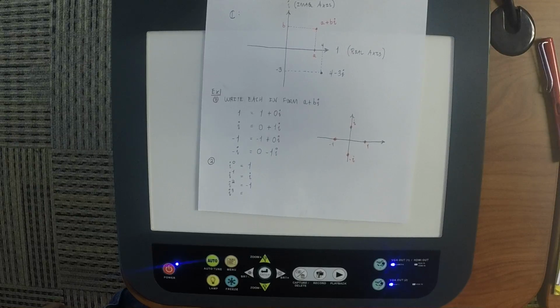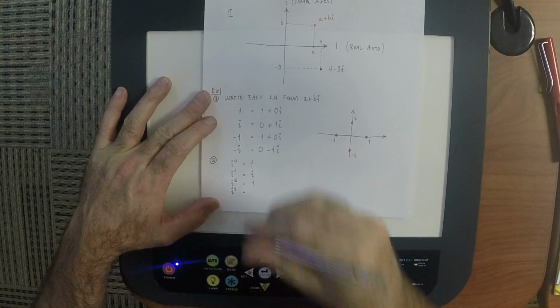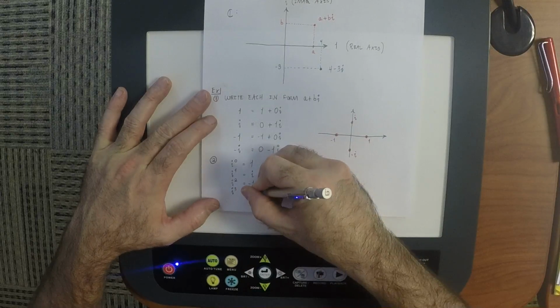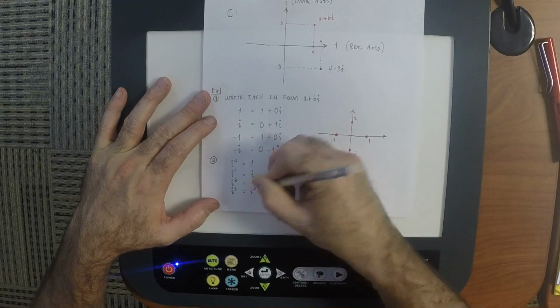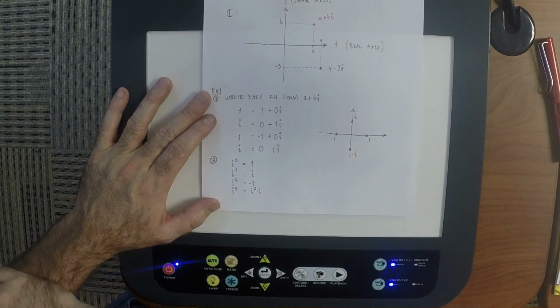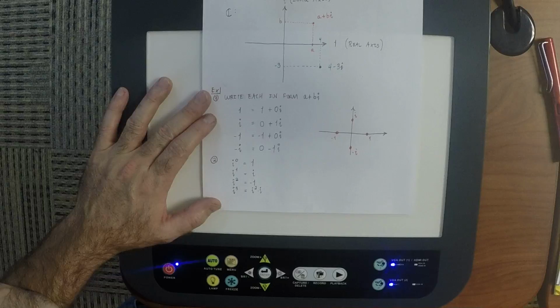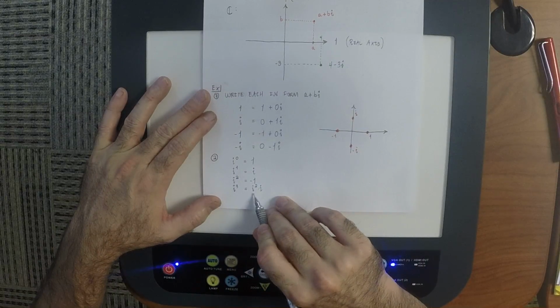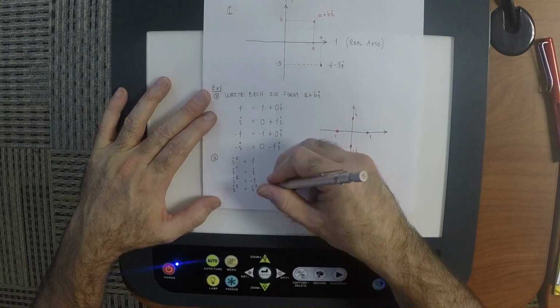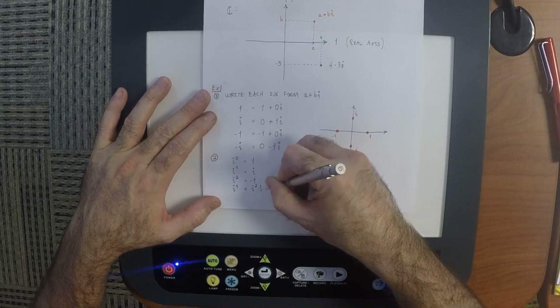It's -i, and let's see why algebraically. Because surely i cubed is equal to i squared times i, right? That's the rules after all, right? x cubed is x squared times x. And then what's this? i squared. That's -1, so the answer is -i.